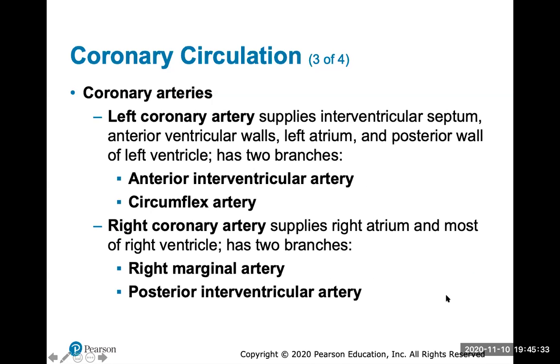The left coronary artery supplies your interventricular septum, the anterior ventricular walls, the left atrium, and the posterior wall of the left ventricle. These are the 2 branches of it. The anterior interventricular artery is one that's often blocked, which could lead to a heart attack or a myocardial infarction. The right coronary artery supplies the right atrium and most of the right ventricle. It has 2 branches, the right marginal artery and the posterior interventricular artery.